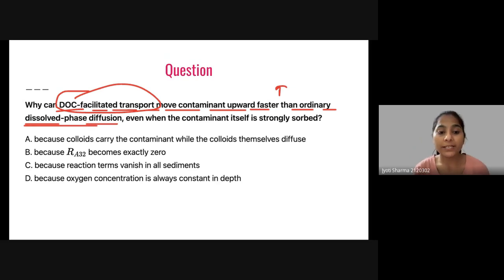Because colloids carry the contaminant while colloids themselves diffuse. Because Ra32 becomes exactly zero, because the reaction term vanishes in all sediment, because oxygen concentration is always constant in depth.